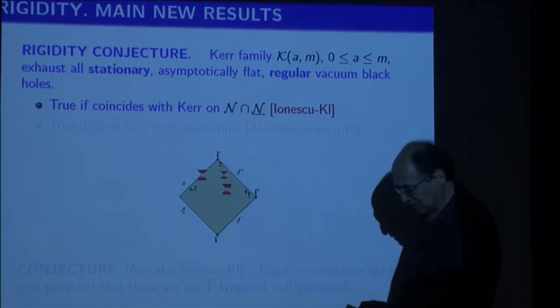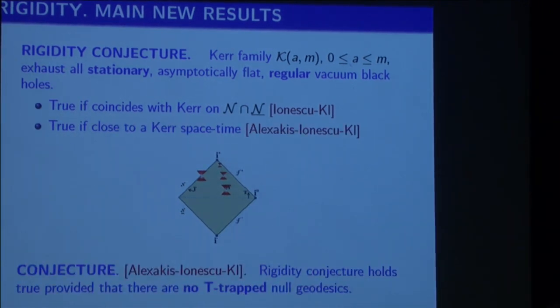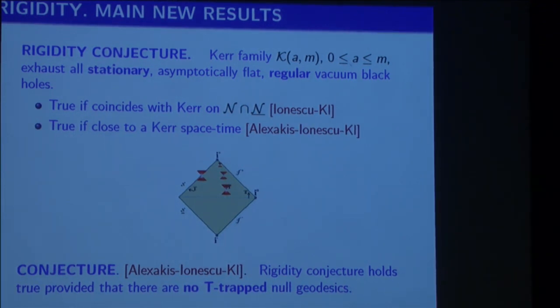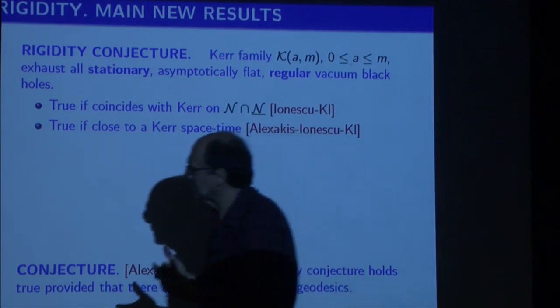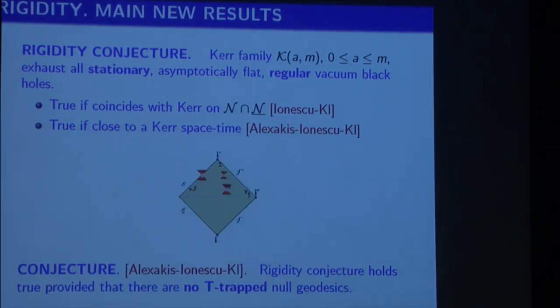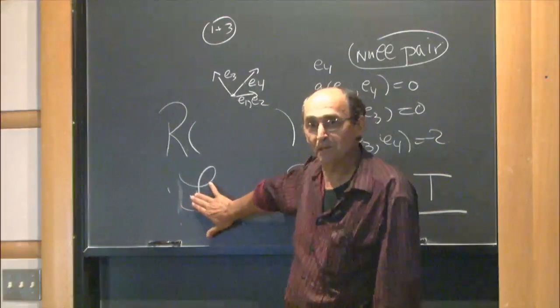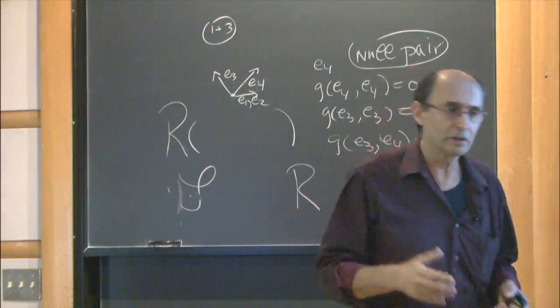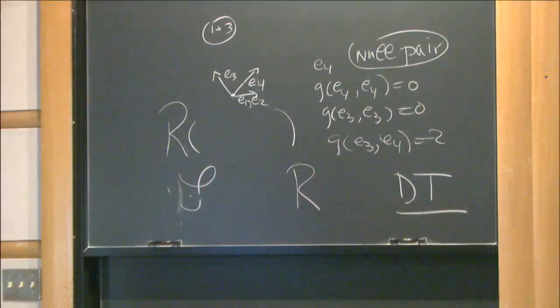Another result, which maybe is more interesting, is that it's true if it's close to a Kerr spacetime. So this is a result which says that if I have a stationary solution which is in some sense close to being Kerr, then it has to be Kerr, right? So it's a kind of stability type result. And the smallness, what I mean by being sufficiently close to Kerr, is the fact that this Mars-Simon tensor is sufficiently small, in a way which again has to be qualified.